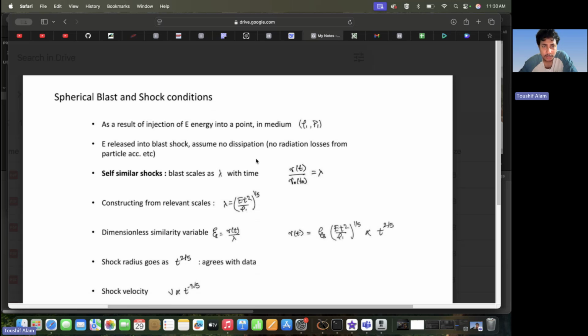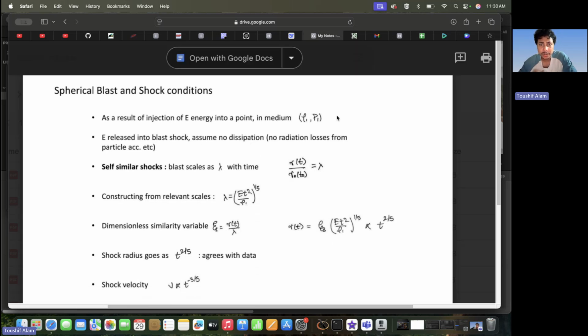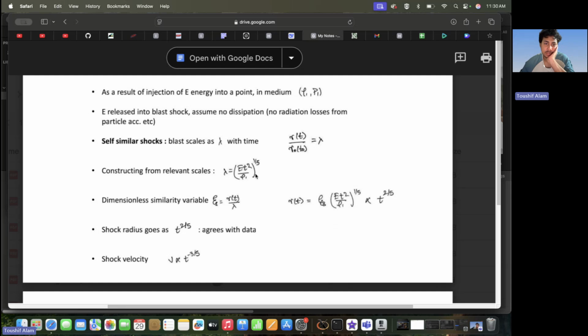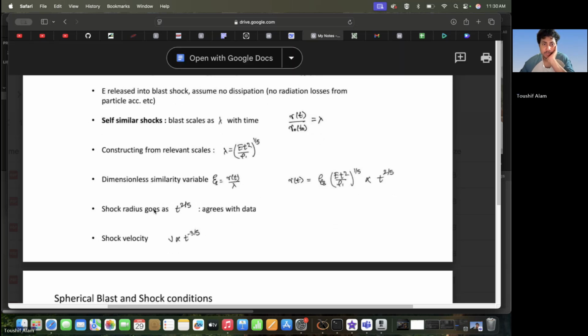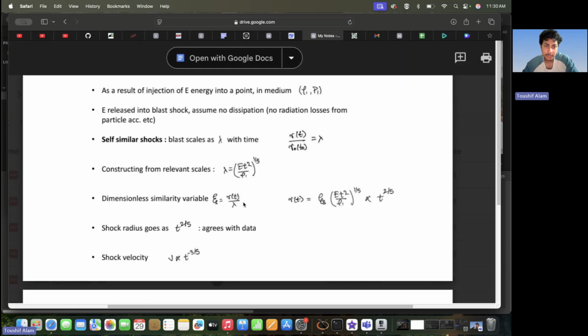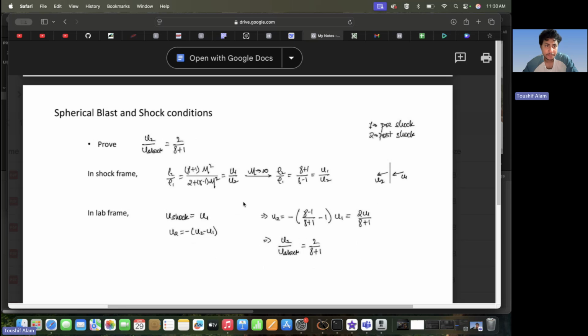Then the shock condition. As a result of injection of energy E into a point in a medium with density rho, the blast depends on the energy E released into the blast shock. These are some properties of the spherical blast wave. Self-similar shocks: the blast scales as lambda with time. Lambda is this. The similarity variable is this. The shock radius goes as t to the 2/5, which agrees with data, and also with dimensional analysis. Shock velocity goes as t to the minus 3/5. This is purely from a Newtonian perspective.